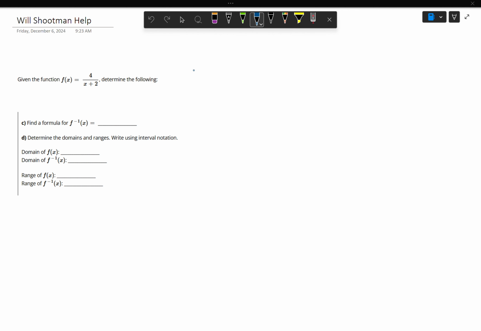So the main way they talk about in the textbook is to switch x and y. So I have y equals 4 over x plus 2. So to find the inverse, I would first switch x and y. X equals 4 over y plus 2. So I'll make sure I'm noting my steps. I switch x and y, and then I solve for y.